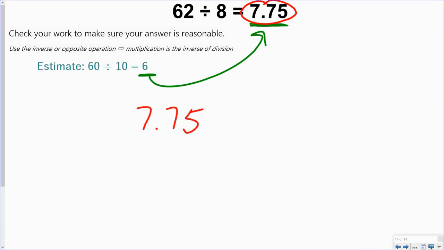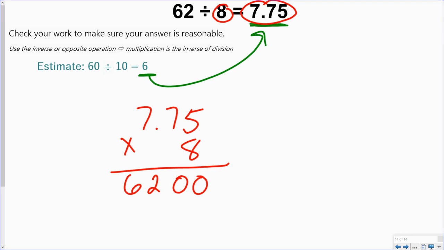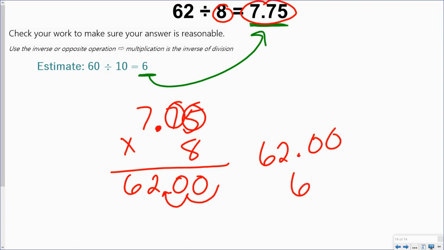And the inverse of division is multiplication. So we're going to multiply it by 8. And when I do that, I come up with 6,200. But again, I have a decimal in my multiplication problem. And so I want to take a look at that. And when I do that, I have two numbers after the decimal. And so here I want to go once, twice. And so I come up with 62.00, or that's the same as 62.